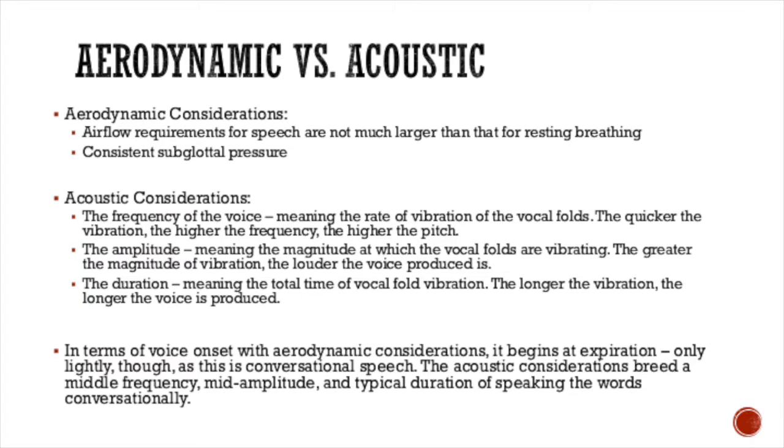The frequency of voice regards the rate of vibration of the vocal folds. The faster they vibrate, the higher the frequency and pitch sounds. Amplitude means the magnitude or size of the vocal fold vibration. The greater the magnitude, the louder the voice becomes. Finally, duration is the total amount of time the vocal folds vibrate. The longer the vibration, the longer the voice is produced and uttered out loud.